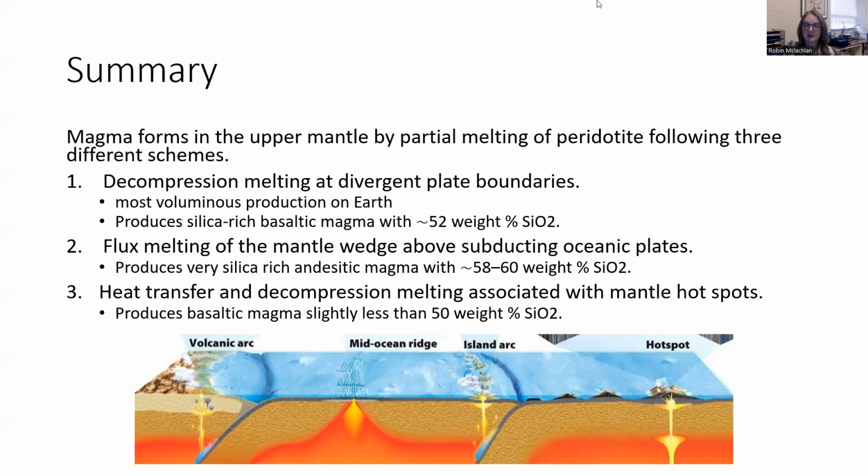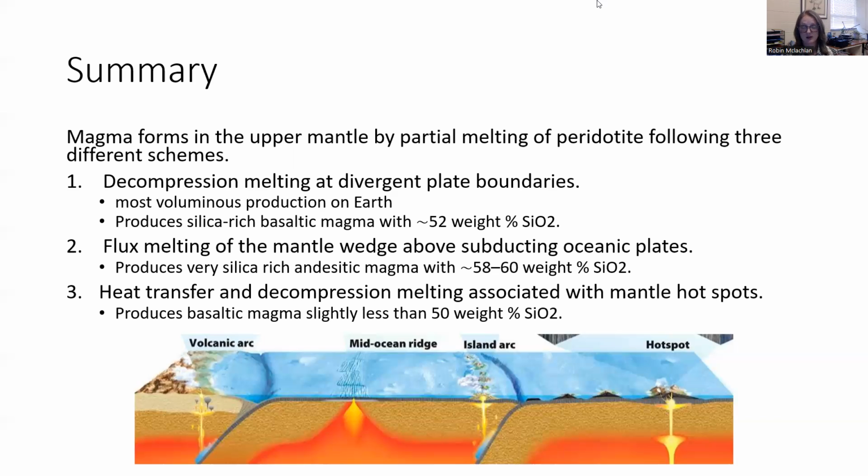Flux melting of the mantle occurs at subduction zones. This is when water is introduced, allowing the rocks to melt a little bit easier, and you'll get a very silica-rich and acidic magma, so that intermediate andesite. And then finally, heat transfer.